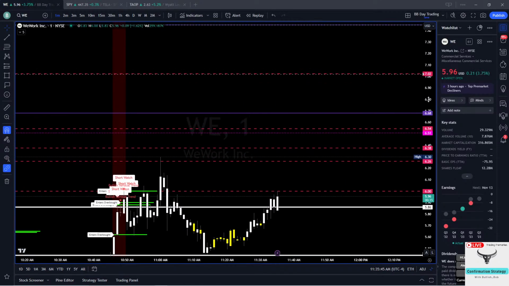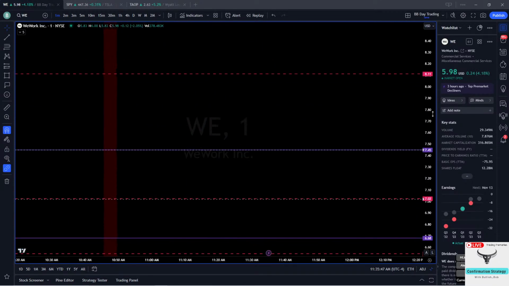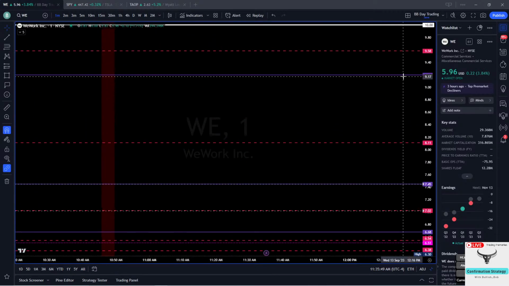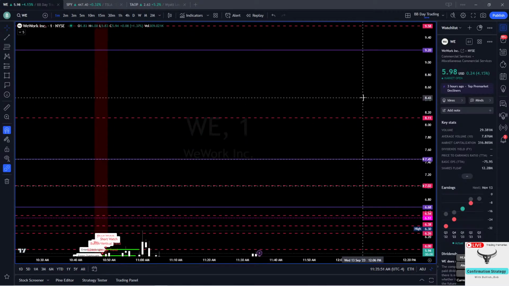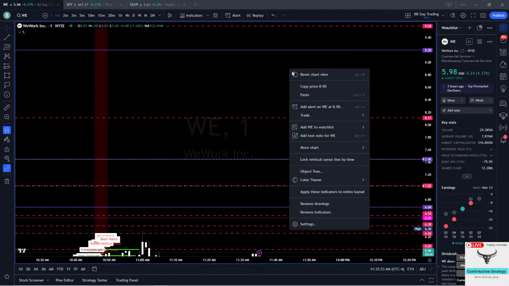So we want to get to the new levels: $6.68, $7, $7.45, $8.11, $9.20, and of course, half and whole dollar between all of these levels, guys. Half and whole dollar, very important.